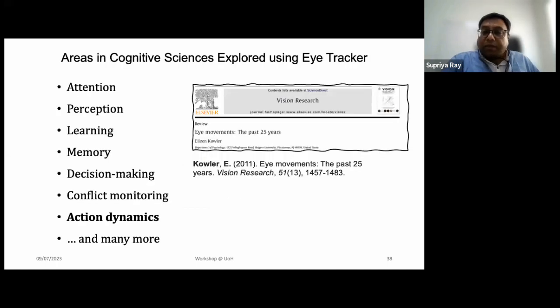Now there are many studies, a few thousand or maybe more, done in the last 25 years to understand attention, perception, learning, memory, decision making, conflict monitoring. You just name it, any kind of cognitive process using the eye tracker. You can get a good overview from this article by Eileen Kowler, Eye movements: the past 25 years. Obviously, we cannot discuss everything here.